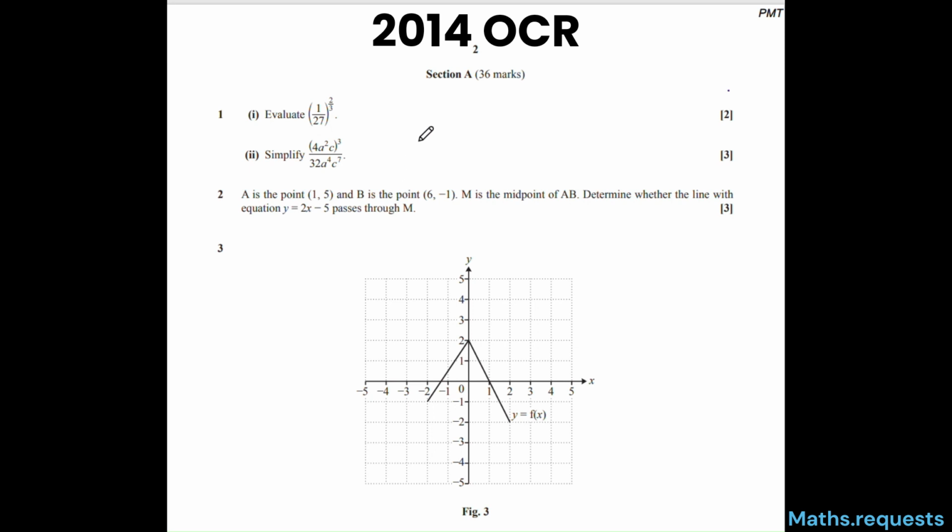Alright, so this is the 2014 OCR MEI paper, section A. So question 1, 1 over 27 to the power of 2/3. So that is the same thing as the cube root of 1 over 27 squared. So the cube root of 1 over 27 is 1/3. So it's 1/3 squared, which is 1 squared over 3 squared, which is 1 over 9.